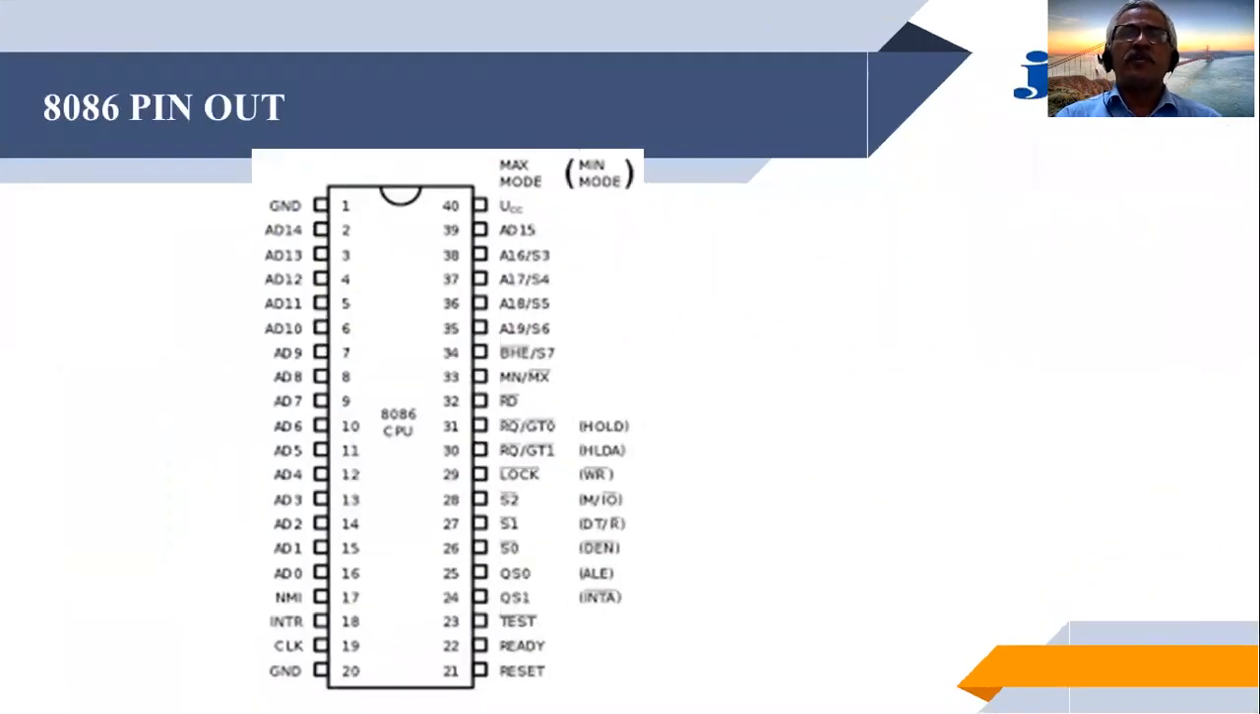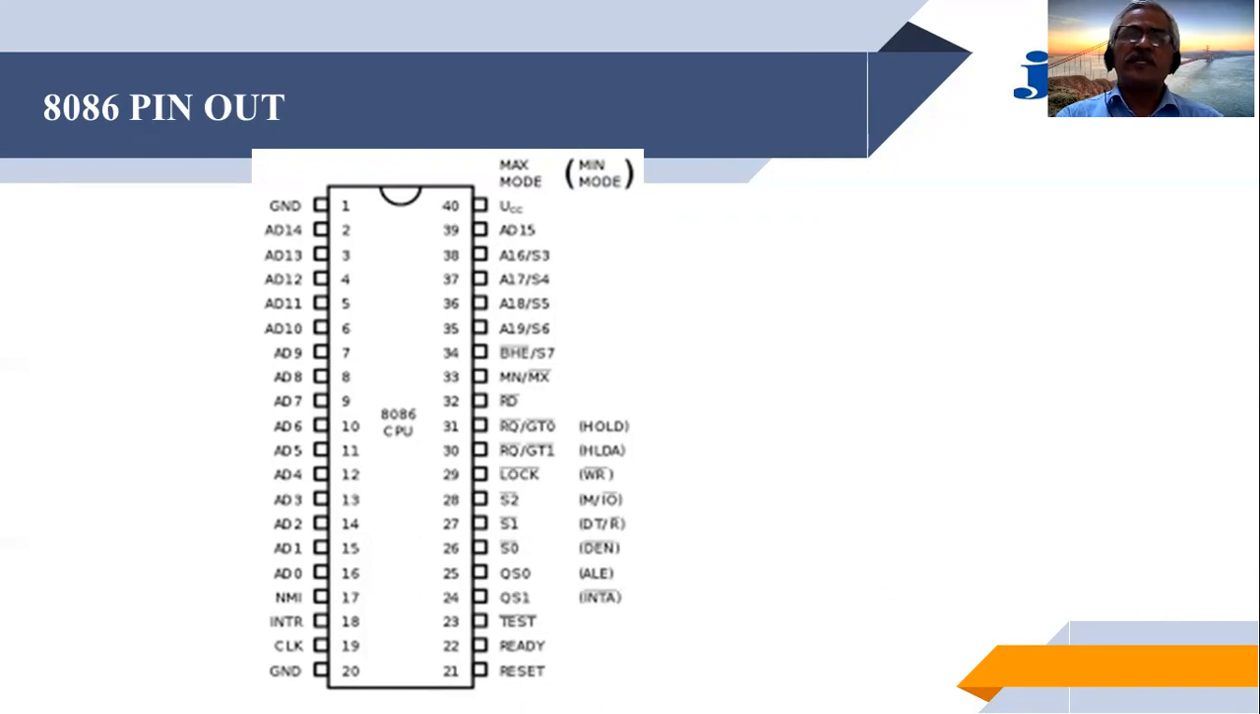Now looking at the pinout of the 8086 and discussing only those pins which are of concern to us in this video, the topic of concern is the bus cycles. Since it is a bus cycle, we will definitely be discussing how to read or write from the memory or the I/O devices. And when we talk about reading or writing from or onto the memory or the I/O, the addresses of the memory or the I/O come into picture.